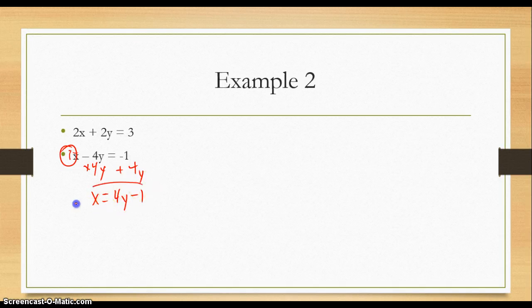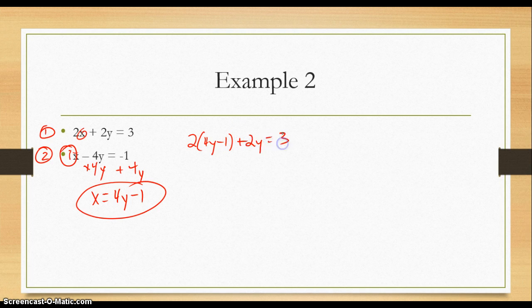So we have our equation. We have what x equals. Remember, we solved for x in the second equation. So now we're going to plug in what x equals into the first equation for the x. So here's the x right here. We're going to plug in what that equals. So 2 times 4y minus 1 plus 2y equals 3.